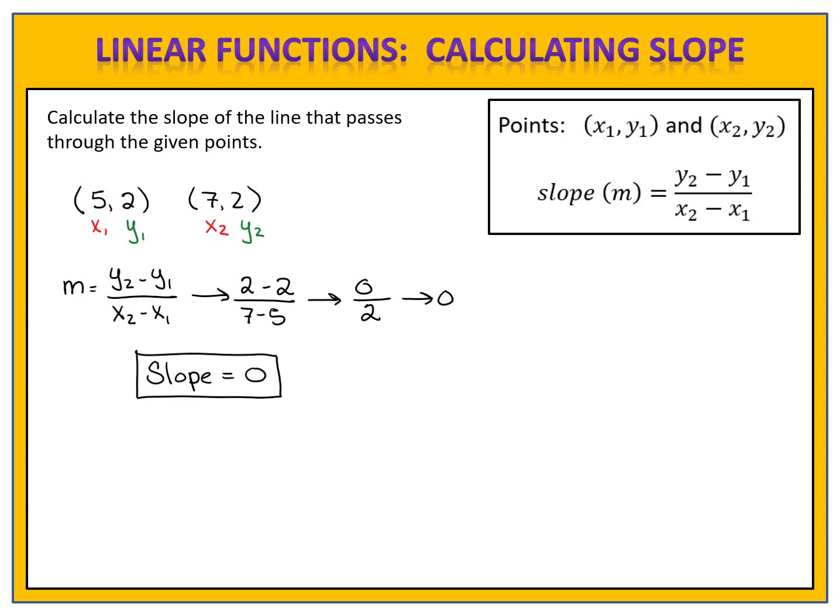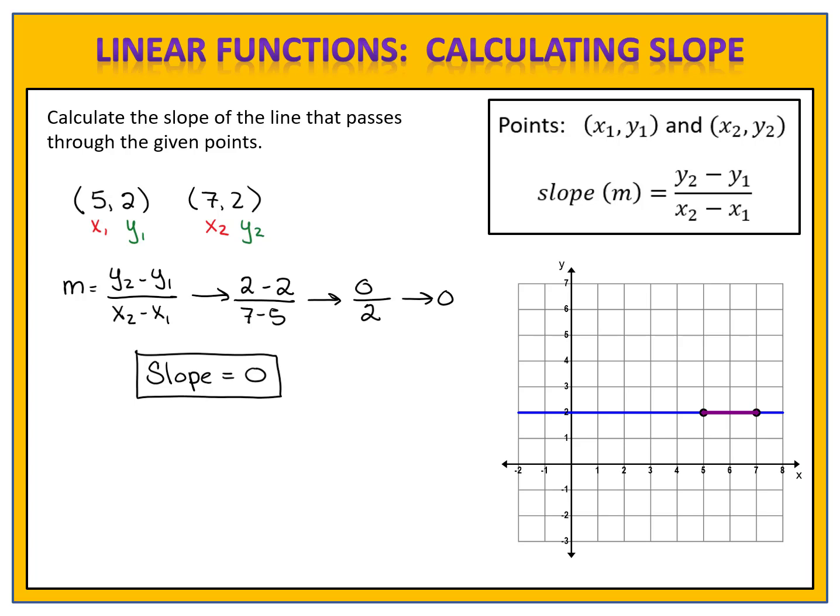If we look at the graph, we see that we have a horizontal line, and if we look at the change in y, the change in y is nothing. The y value on both points is 2. If we look at the x value, it changed by 2 from 5 to 7. Change in y over change in x is 0 over 2, which is simply 0.